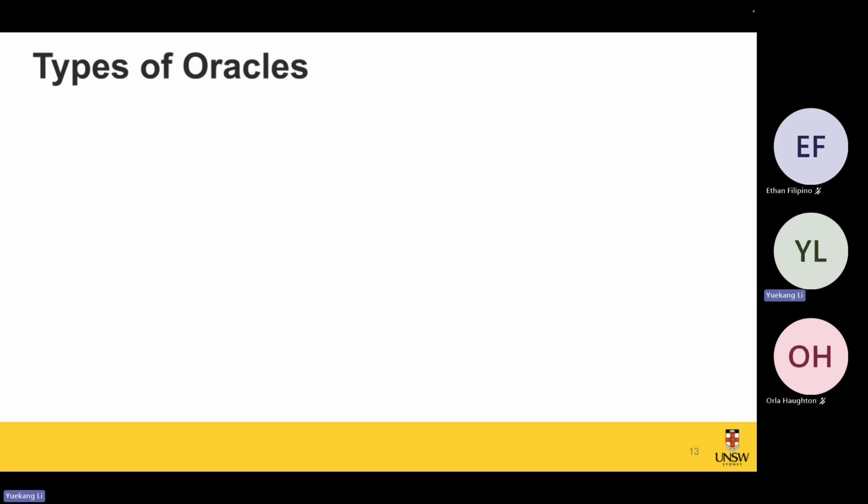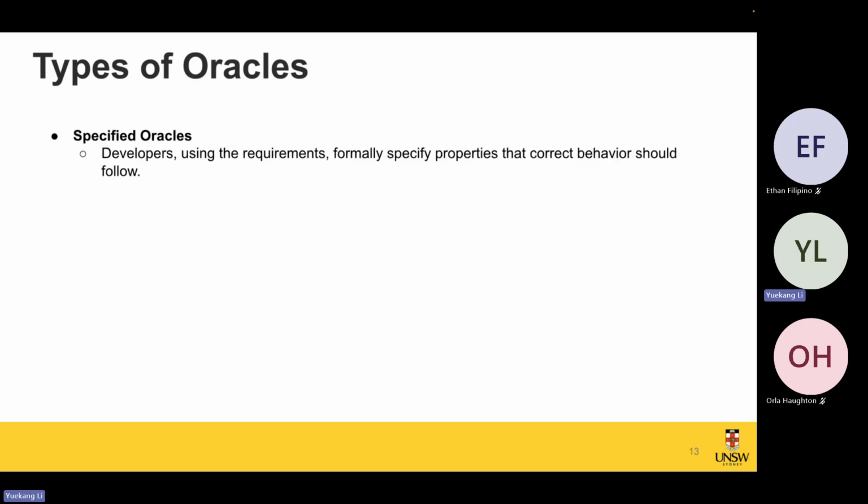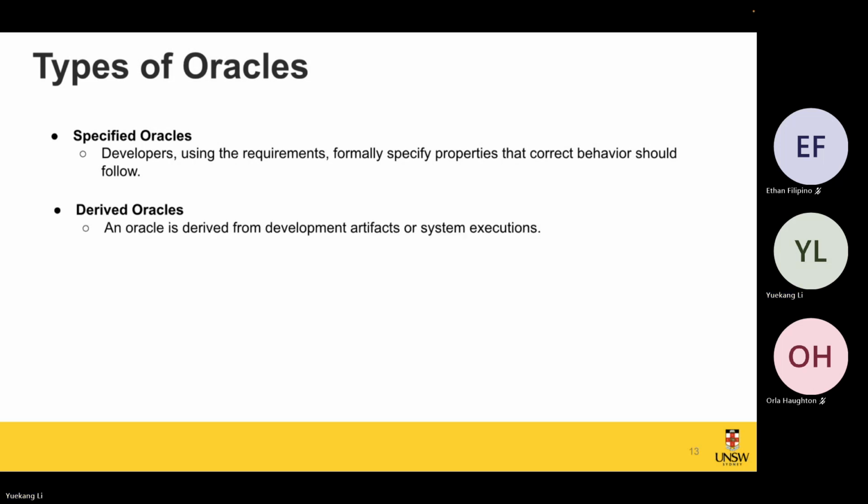And there are many different types of test oracles according to how they are derived. How can we derive them? The first one is the specified oracle. Specified oracles are the type of oracles which are written by the developers. This is the first type. The second type of oracles is called derived oracles. These types of oracles could be automatically generated according to the program. So this is the second type.